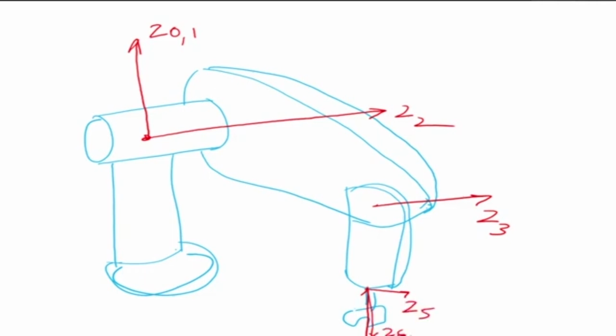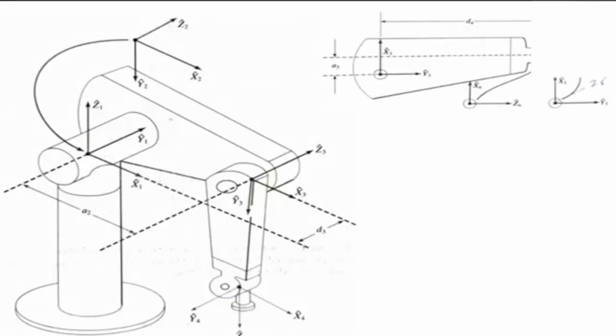Now let's assign the x-axis. We see that Z0 and Z1 are the same axis. Z2 is intersecting with Z1, so x is going to come outward. So x0, x1, and x2 are going to come like this. X3 is here. X4, x5, x6 are at the wrist. So let us go back here now. My Z1 is here. Z2 is the way it is drawn.